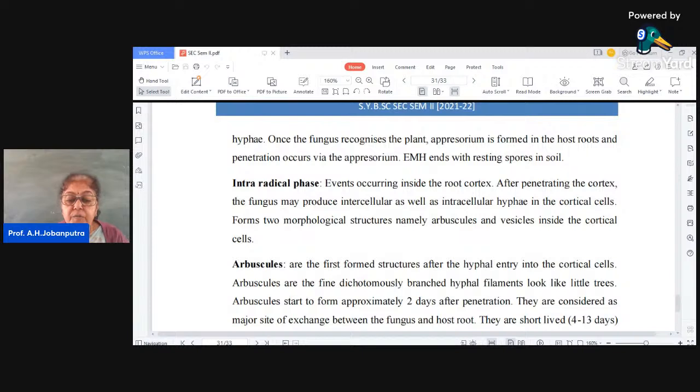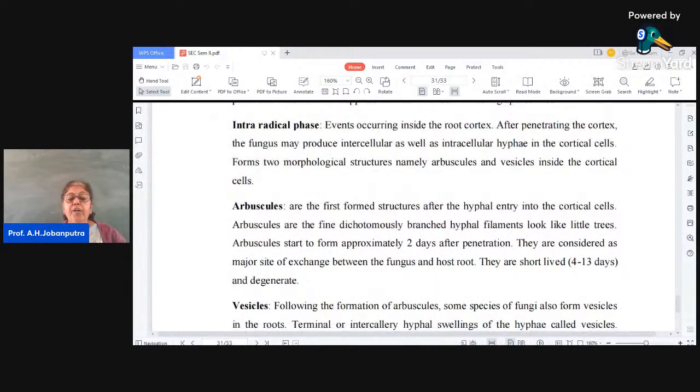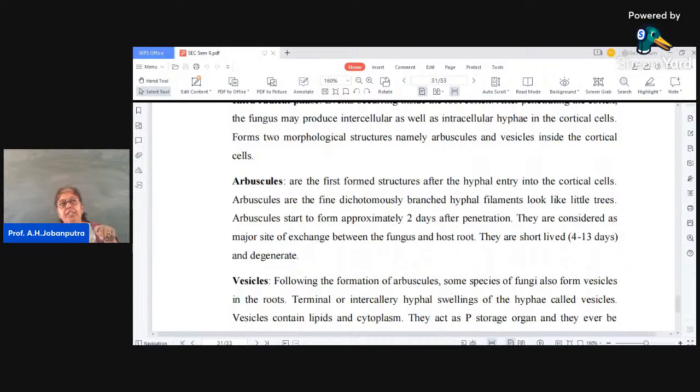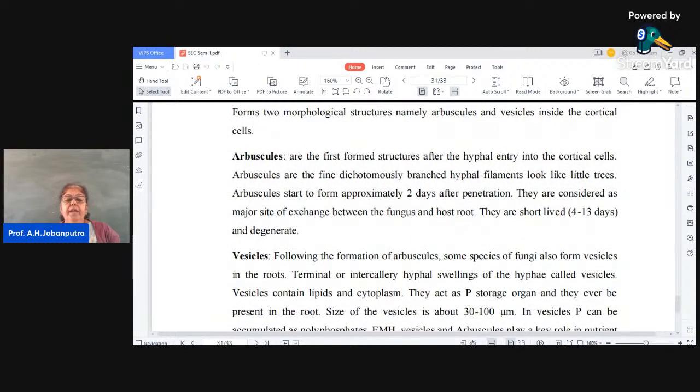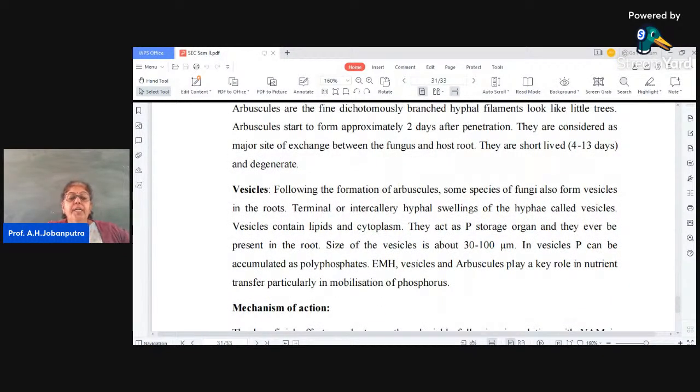Arbuscules are the first formed structures after the entry of the hyphae into the cortical cells. So these arbuscules are dichotomously branched, एका branch वर दोन hyphal filaments which look like trees. So after penetration, once the hyphae of the mycorrhiza enter the cortical cells, after 2 days the arbuscules are formed. They are very short lived, 4 to 13 days, and then they disintegrate or degenerate. Then vesicles are also formed.